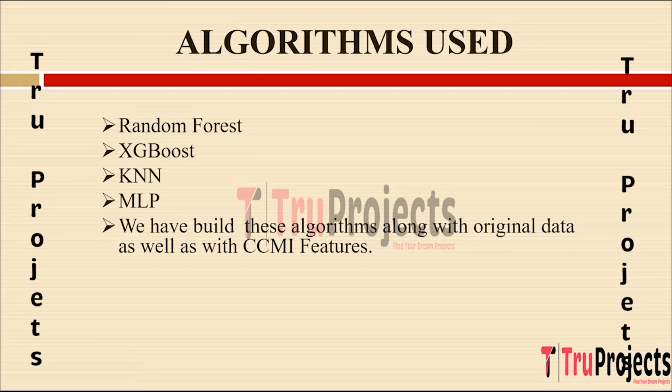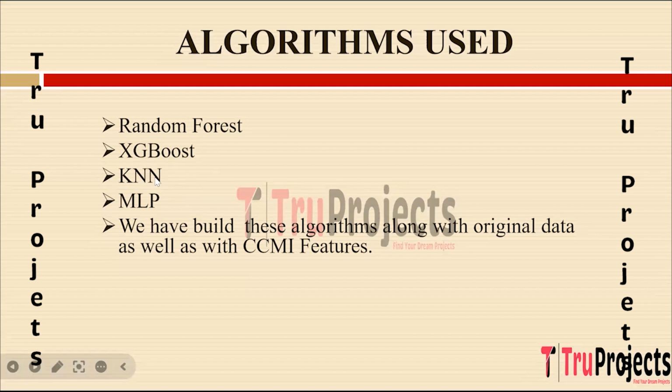XGBoost with CCMI feature. XGBoost is a boosting algorithm that sequentially builds decision trees focusing on correcting errors made by previous models. With CCMI features, it continues to refine predictions and improve accuracy through iterative learning on the selected attributes. Utilizing CCMI features, XGBoost improves intrusion detection accuracy by continuously enhancing models based on the selected features. It iteratively learns from these chosen attributes, refining its predictions to better identify network intrusions.